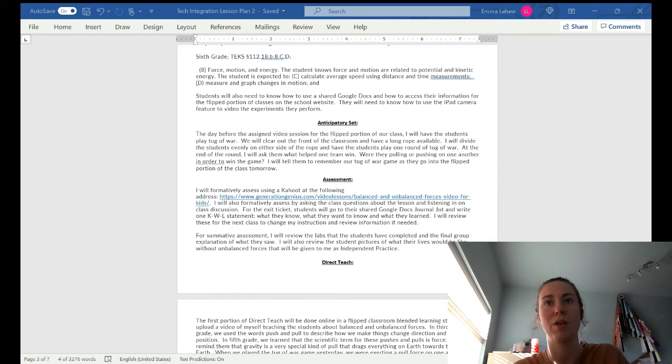So for the anticipatory set, let's say A day is my in-class day. So this would have happened on A day. And at the very end of class, we would have gotten ready to send them off to do their flipped portion. And what we would have done is play a game of tug of war. We would clear out the front of the classroom, play tug of war, and I would say, keep this in your brain. Were they pushing or pulling on one another to win, asking them critical thinking questions and having them play this game to get them excited about what they're going to learn.